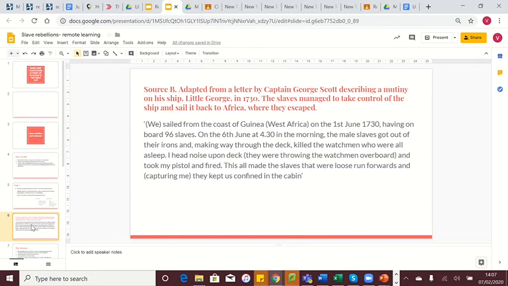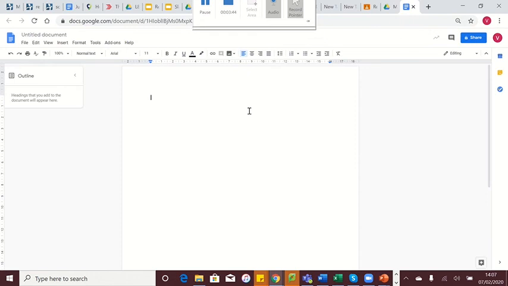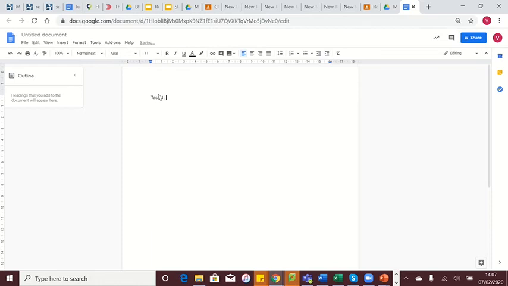So you can see here, source B, it's adapted from a letter of a man describing the mutiny, so you can have a read of it there. Any words, obviously, please do look them up on Google or in a dictionary to help yourself. So that's task one. So you would be answering those questions on this document here. So for example, I could type task 1 and I would be creating my table and answering the questions.